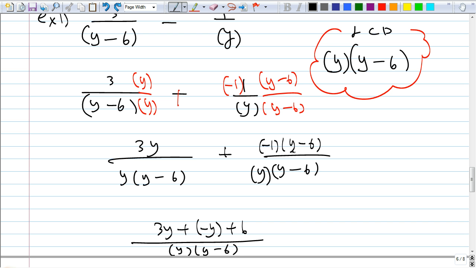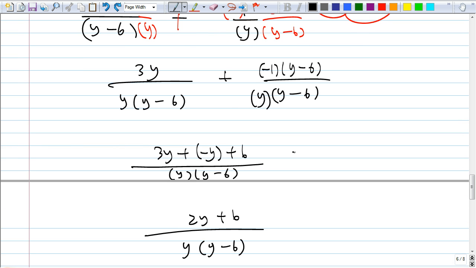Plus 6 over... Yeah, 2y plus 6 over y squared. Oh, you don't have to multiply. Okay, so leave a factor. Leave this factor. You don't have to distribute these. I'll explain to you why in a minute. So you get 2y plus 6 over y times y minus 6.